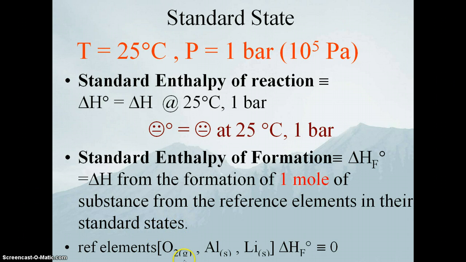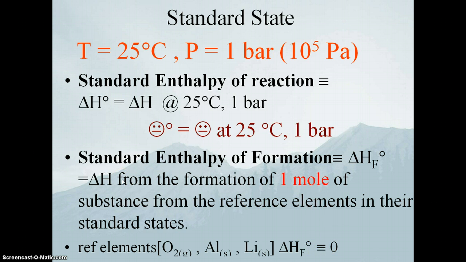And what do I mean by the reference elements? Well, they're essentially the elements as you would find them in their standard state. So if I went to the standard state shop and asked for some pure oxygen, it would come as a diatomic gas, because that's what oxygen exists as by itself at 25 degrees Celsius and 1 bar pressure. Or if I ask for aluminum, that is a monatomic solid. I ask for lithium, that's also a monatomic solid. While I can have liquid aluminum and liquid oxygen, at standard state aluminum comes as a solid. So these are defined as having a delta H of 0.